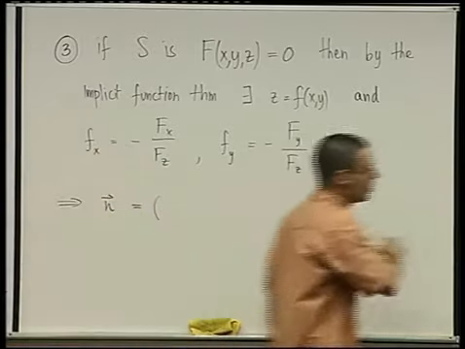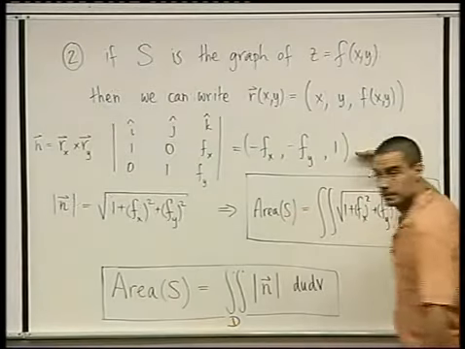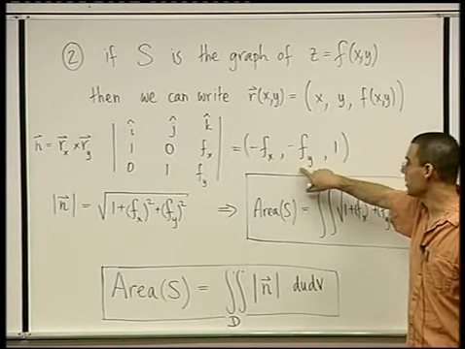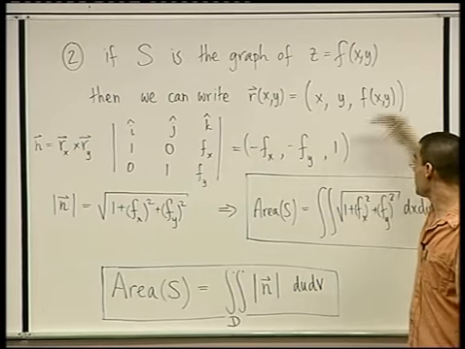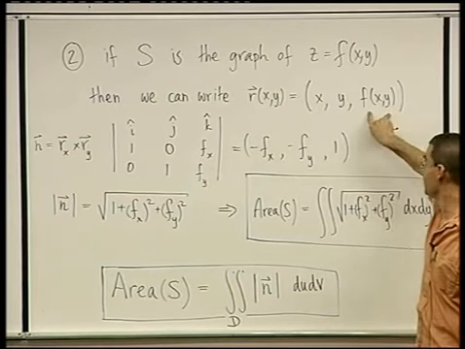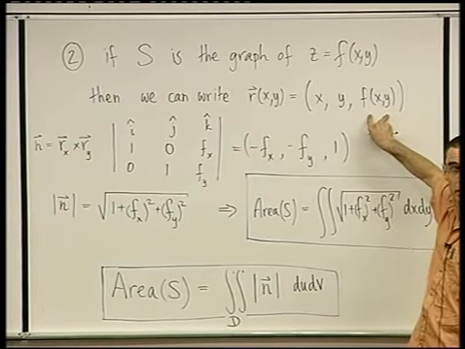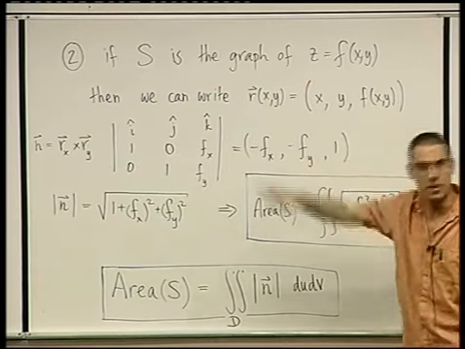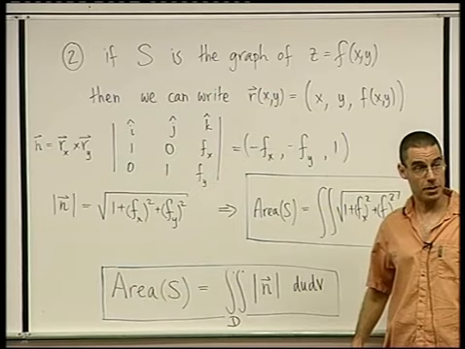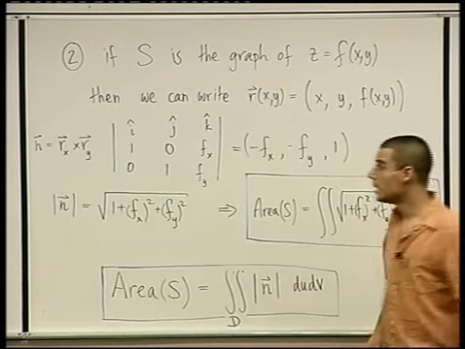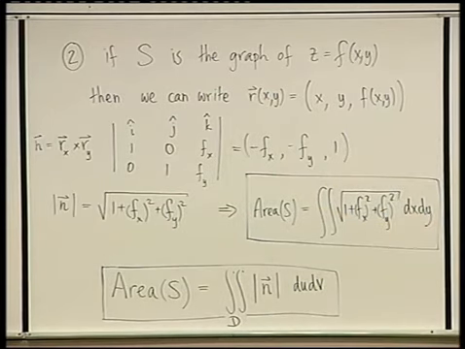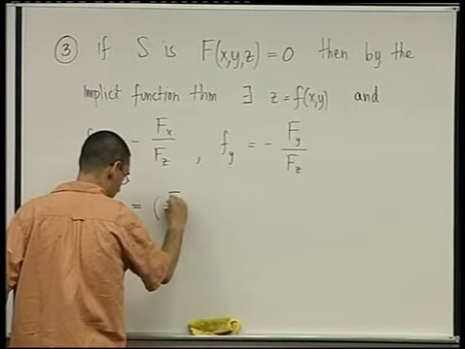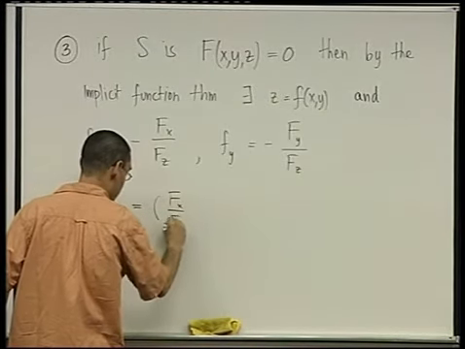The normal is going to be minus f sub x. Let's look back at this board. This is the normal, right? Minus f sub x, minus f sub y, and 1. It's still given by the graph of a function, except that now this is implicit. I don't know the formula for this, but I don't need the formula for this. I only need the derivatives, and the derivatives I know by the implicit function theorem. Clear? So the normal is minus f sub x, so it's minus minus, so it's just F_x divided by F_z.